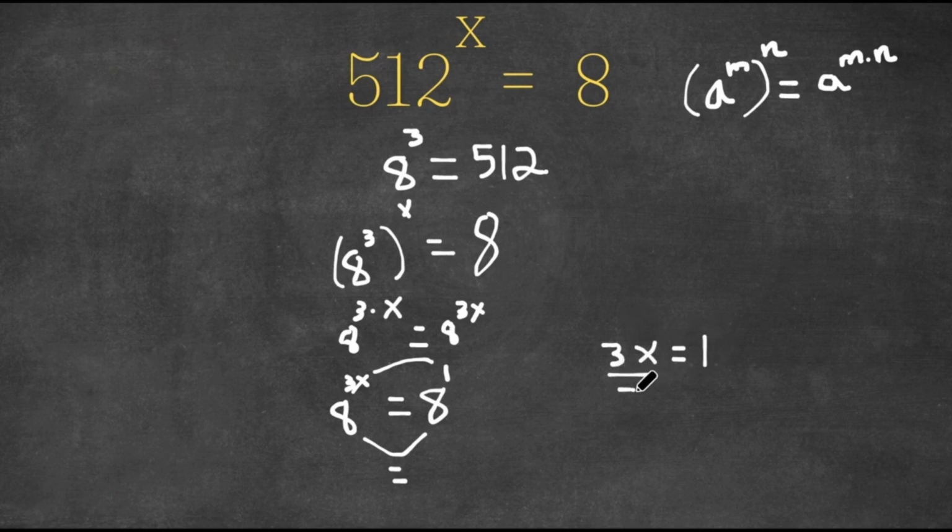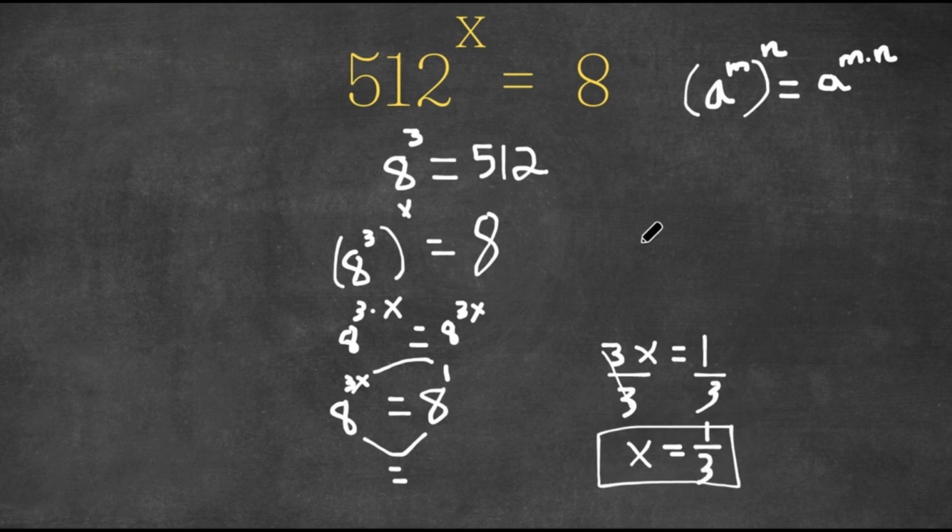All we have to do is divide by 3 on both sides, and this would cancel out. So now we'd get x equals 1 over 3. And this is our answer.